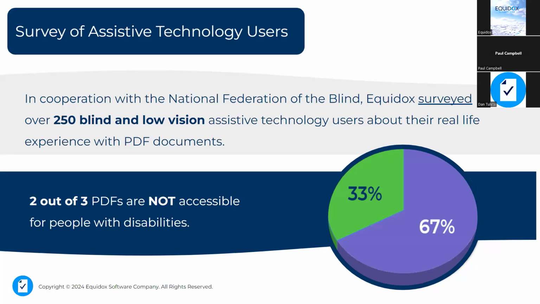Equidox, in cooperation with the National Federation of the Blind, surveyed about 250 blind or low vision individuals who rely on screen readers to interact with their PDFs on a daily basis. Based on this survey, we found that at least two-thirds of PDF documents are inaccessible to people with disabilities. If you put yourself in the shoes of a blind person, you can quickly imagine how frustrated you would be if you could not read two-thirds of the documents that you came into contact with on a daily basis.